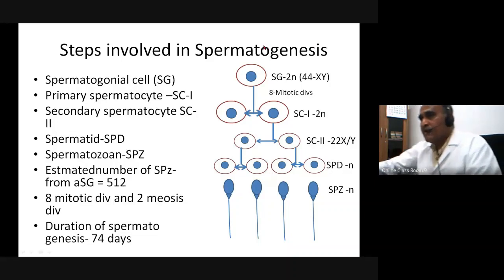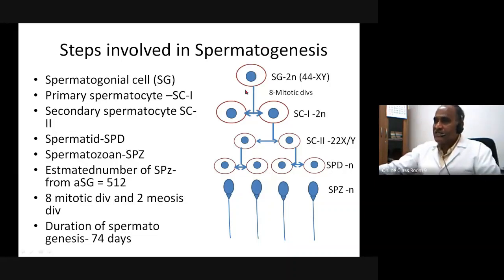Here I have drawn one spermatogonial cell. From the spermatogonial cell, there will be a division. This is the primary spermatocyte. From the spermatogonial cell to the primary spermatocytes, there will be nearly 8 mitotic divisions. And after this primary spermatocyte, what happens?